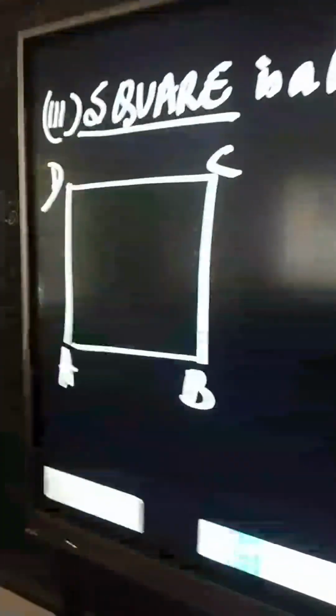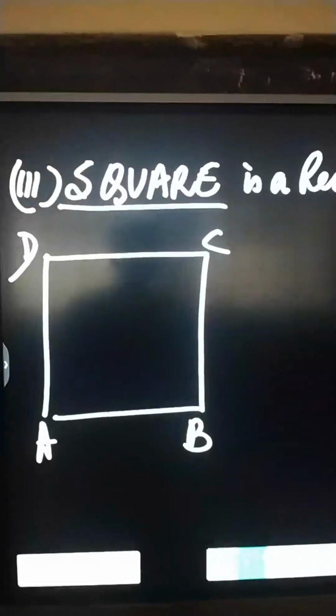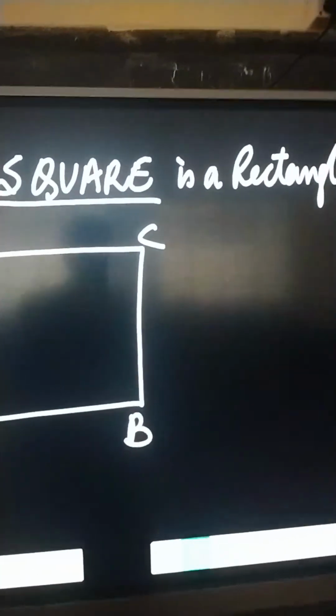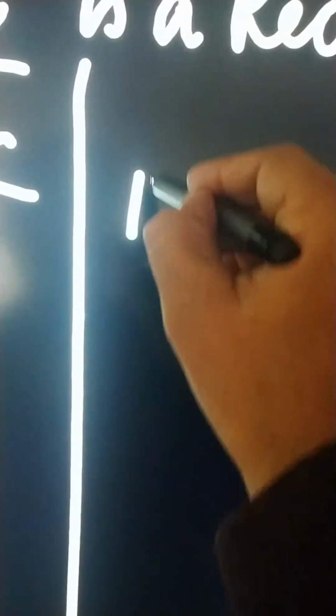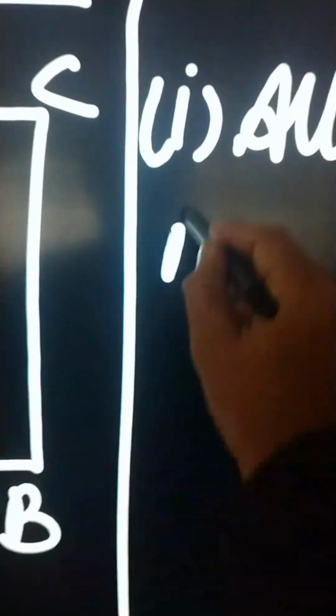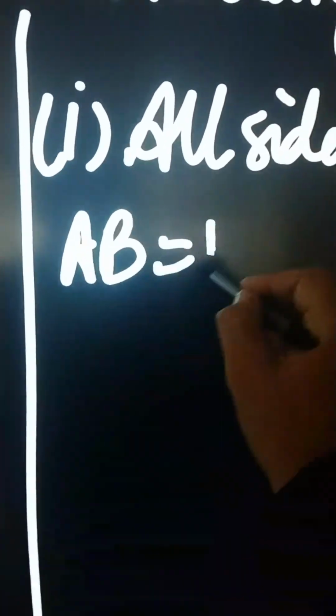So let's understand what the properties of a square are. Since a square is a rectangle, all the properties of a rectangle will be there. The first property is that all sides are equal. All sides are equal means AB is equal to BC is equal to CD is equal to DA.